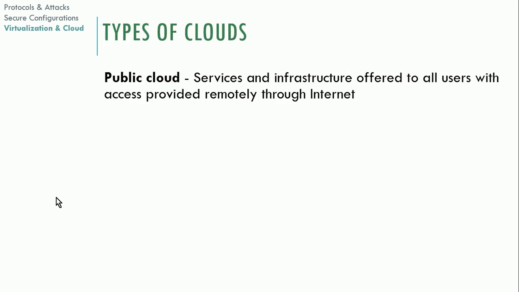There are different types of clouds that your book talks about. There's the public cloud, which would be things like Azure, Amazon, and Google and so forth.